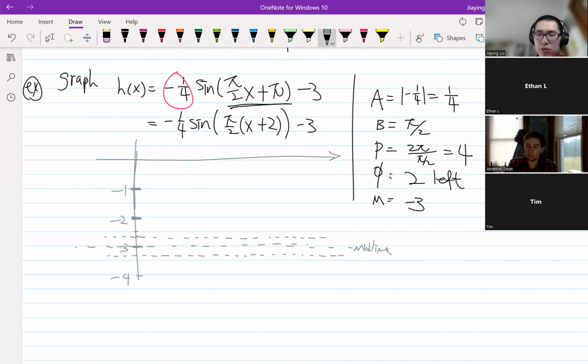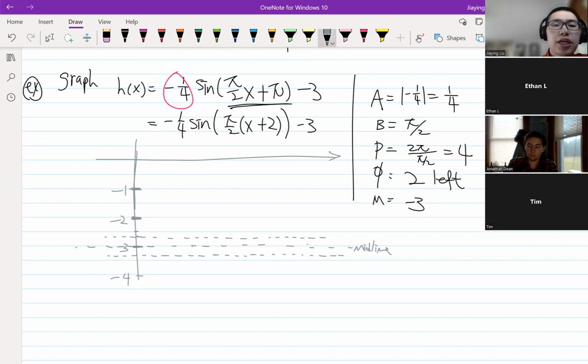So the graph is going to be squeezed between those dotted lines. All right, so we took out the amplitude, the midline. Now let's look at the period and the phase shift. So the period is equal to 4.